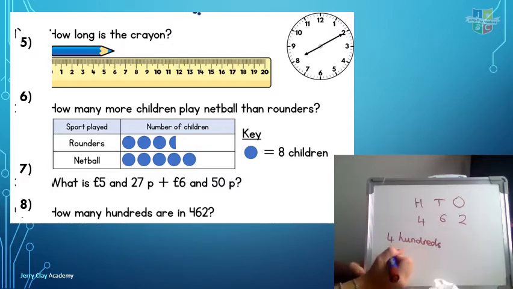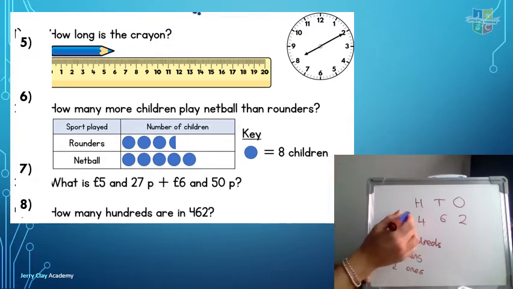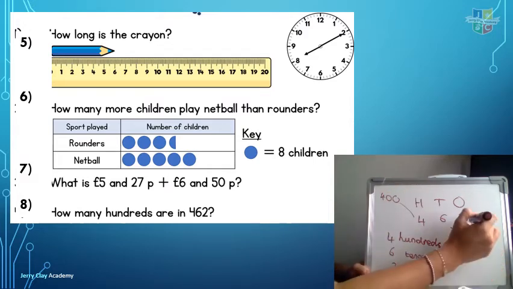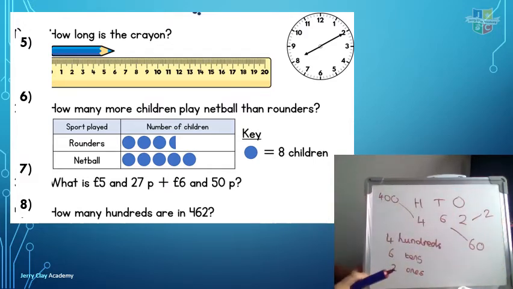So we know that there are 400s, there are 6 tens, and there are 2 ones. So they should have been your answers. If you were to partition the numbers, you could have said that there is the number 400, the number 60, and the number 2. However, it's asking how many hundreds, so your answer should therefore be 4.